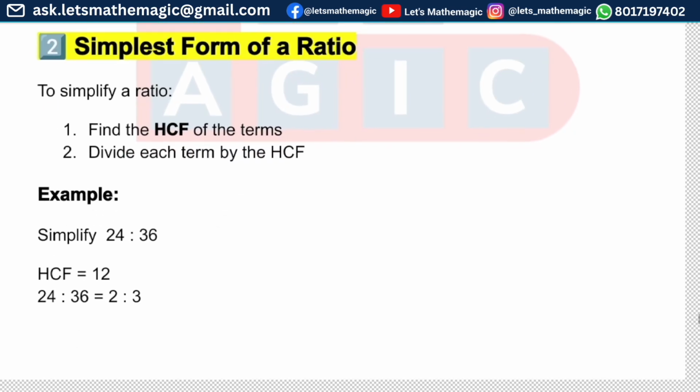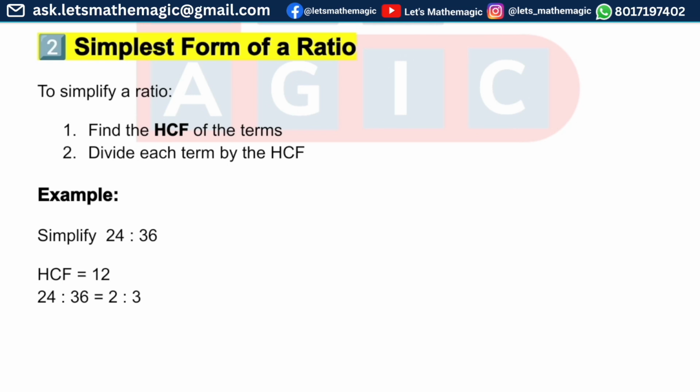Now the next point is the simplest form of a ratio. I'll come to the steps later on. See the sum first: we have to simplify 24 is to 36. So how can we do this sum? First we have to find the HCF of the terms. So you have to find the HCF.